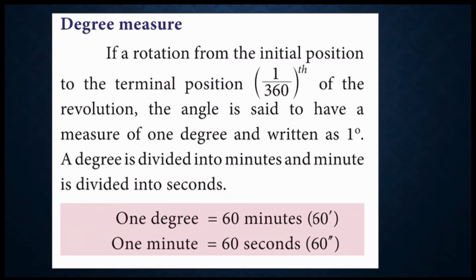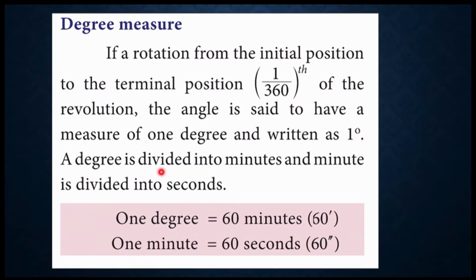Now the degree measure. What is a degree? We used to measure angles in degrees, right? 90 degree, 360 degree, like that we used to measure. If a rotation from the initial position to the terminal position of a revolution, the angle is called the measure. 1 by 360, because for one complete rotation it took 360 degree. So, 1 by 360 degree is known as 1 degree. Okay, this is 1 degree.